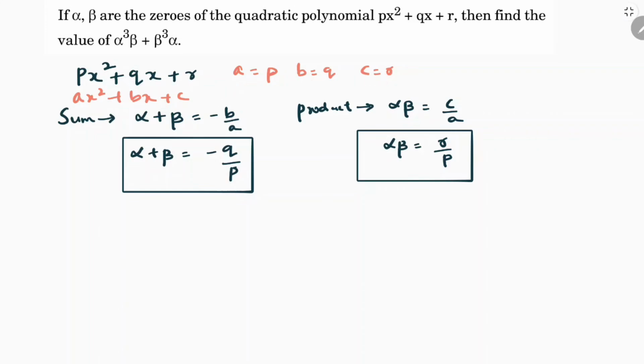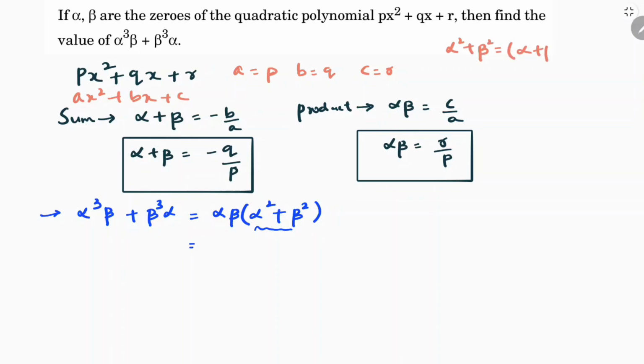Now I need to find α³β + β³α. So in this, if I take alpha beta common, I'll be left with α² plus β². To find the value of α² plus β², I'll use the identity α² plus β² is (alpha plus beta) whole square minus 2 alpha beta. So I'll write the value here: alpha beta into (alpha plus beta) whole square minus 2 alpha beta.